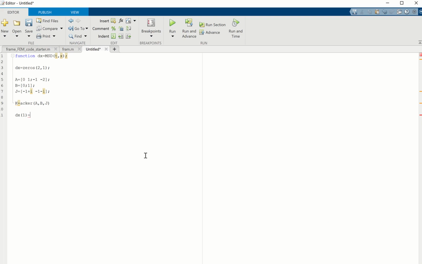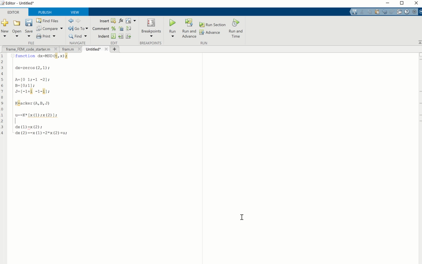dx1 is x2, that's right, and dx2 is minus x1 minus 2x2 plus u, the control input to the system. But before this, you have to say u is the state feedback, minus the gain that you obtained here by the Ackermann formula, multiplied by x1 and x2.